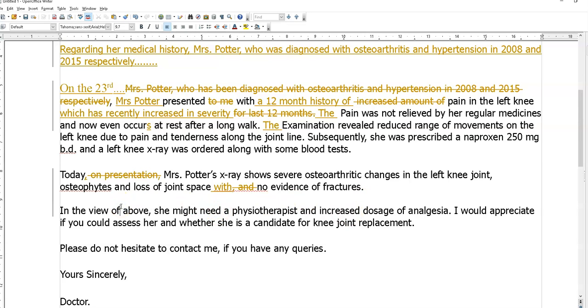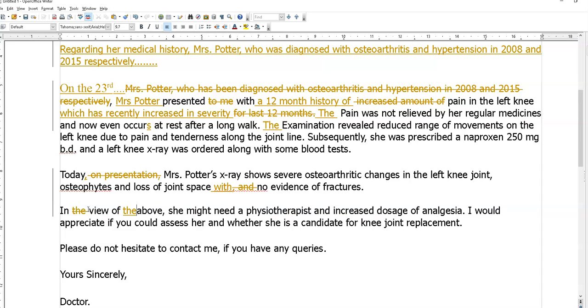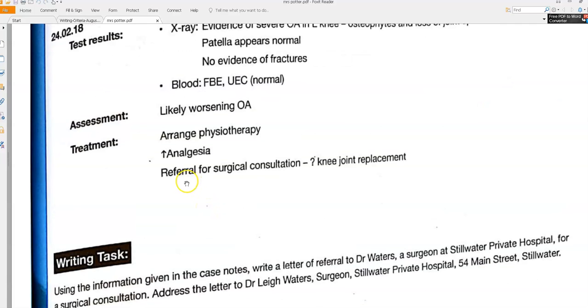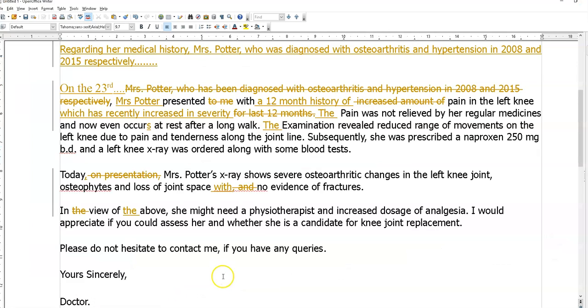Now, in view, we usually say in view of the above. Now, she might need a physiotherapist and increased doses of analgesia. That's your treatment plan. Okay, but you're referring to the surgical consultant asking about possible knee joint replacement. So this is the treatment, so that's slightly separate.